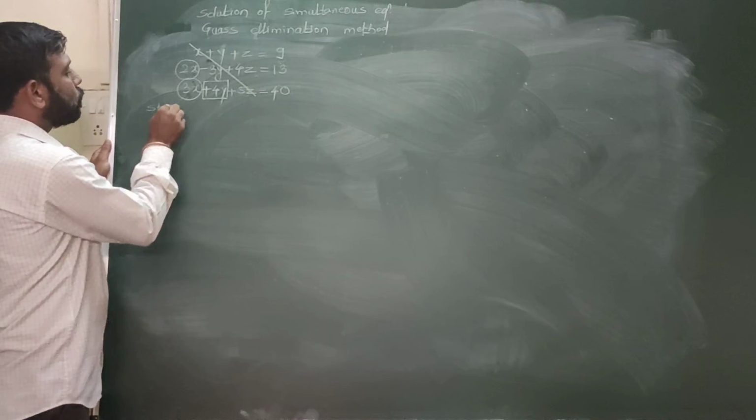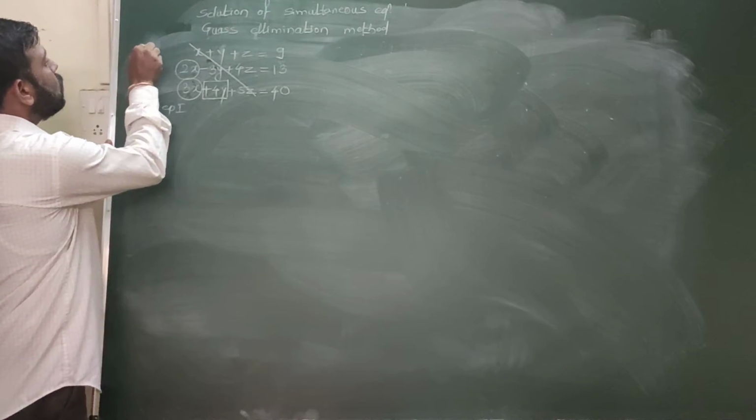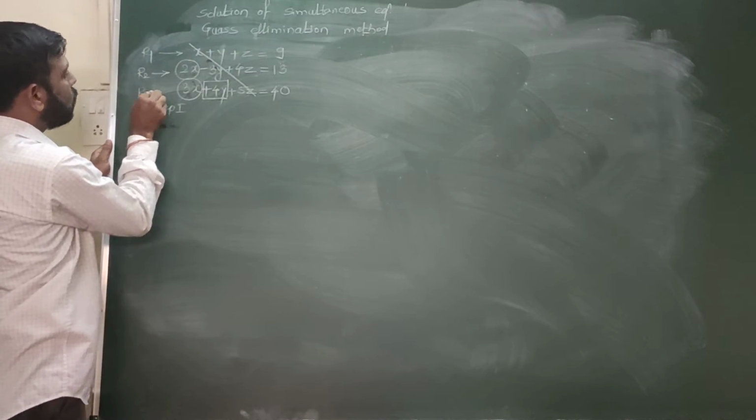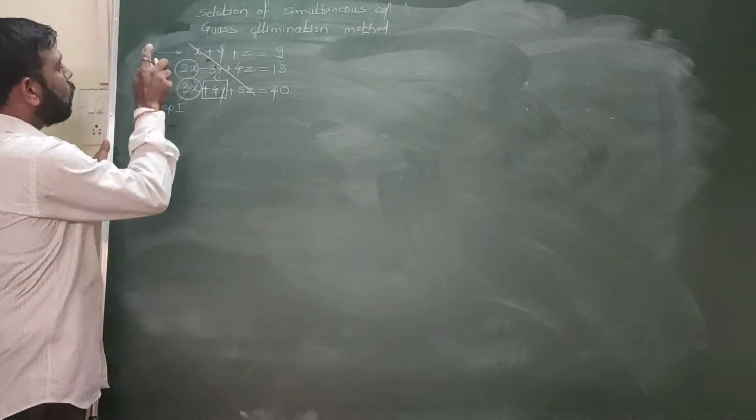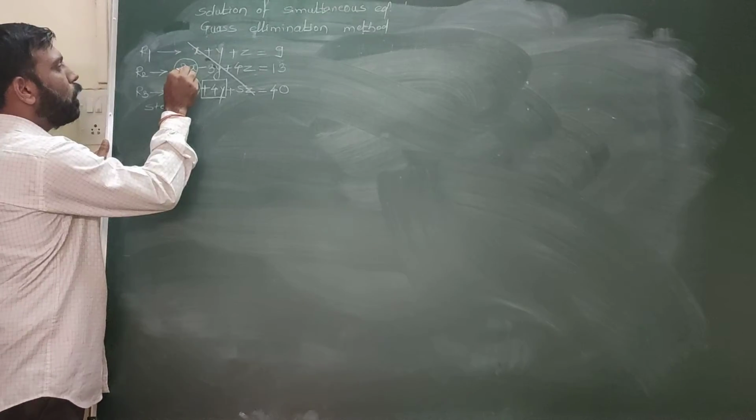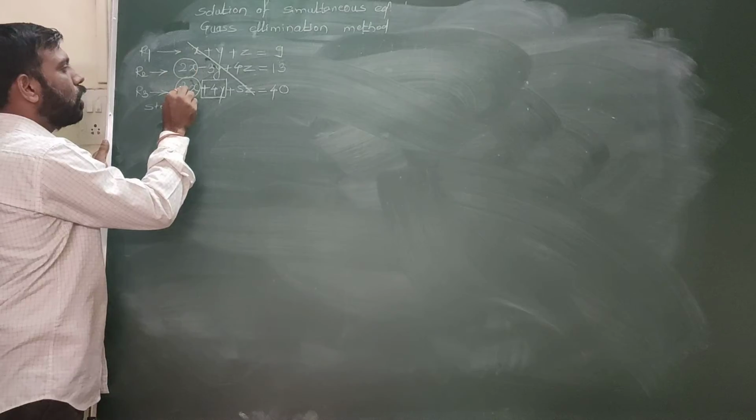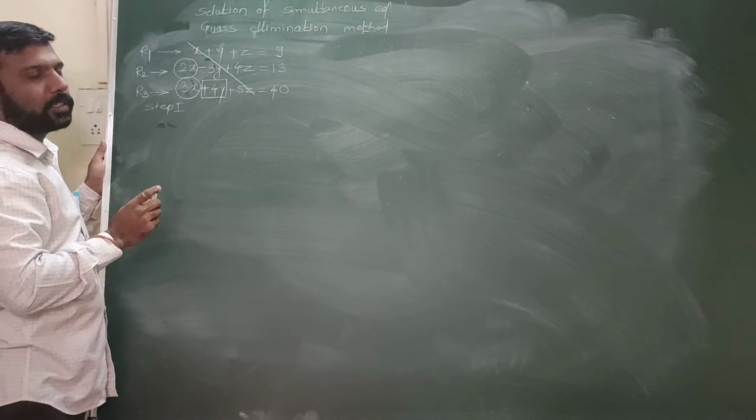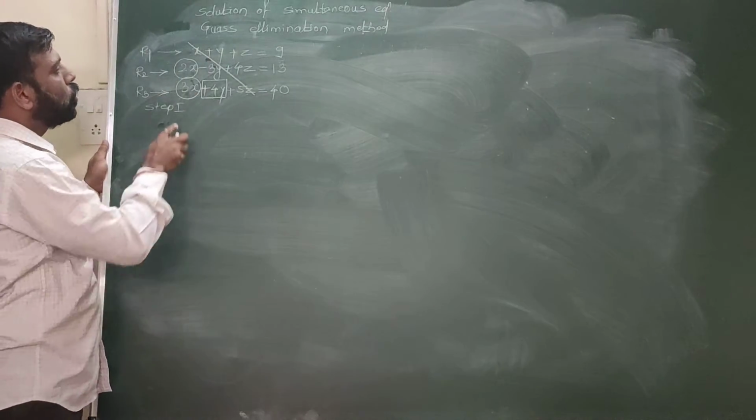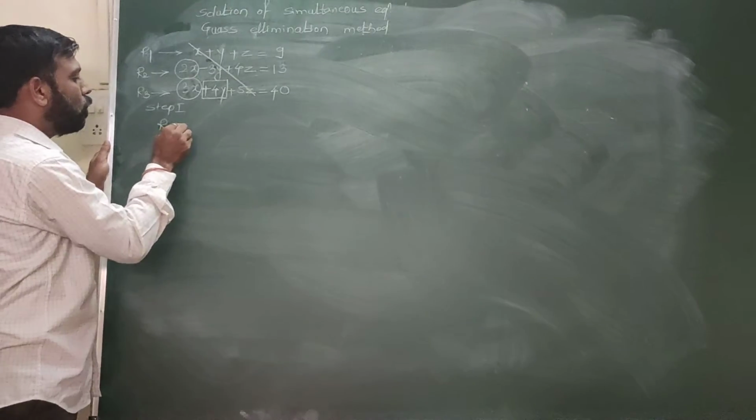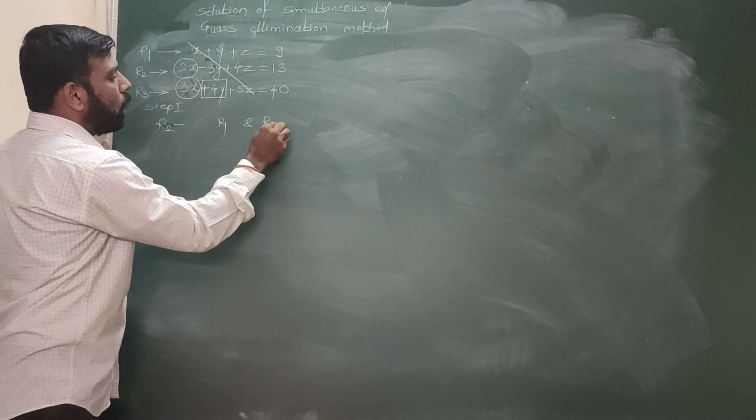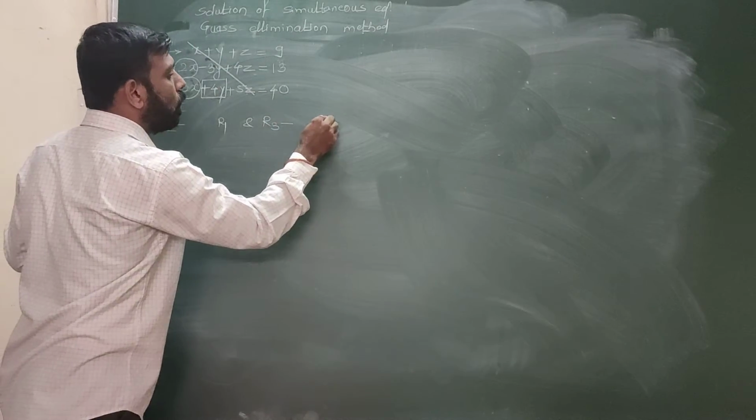In step 1, this is our first row R1, second row R2, third row R3. Write down here the operation R2 with R1; the diagonal element of this is x, and the diagonal element of this one is again x. So we'll perform the operations with the diagonal element. To make these two elements 0, we'll write down the operations R2 minus R1 and R3 minus R1.